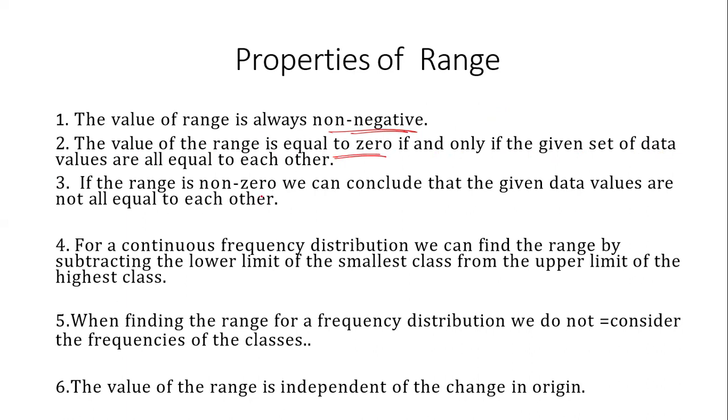If the range is non-zero, we can conclude that the given data values are not all equal to each other. For a continuous frequency distribution, we can find the range by subtracting the lower limit of the smallest class from the upper limit of the highest class. When finding the range of a frequency distribution, we do not consider the frequency of the classes. The value of the range is independent of the change in origin. If there is a change in scale, it will affect the range.